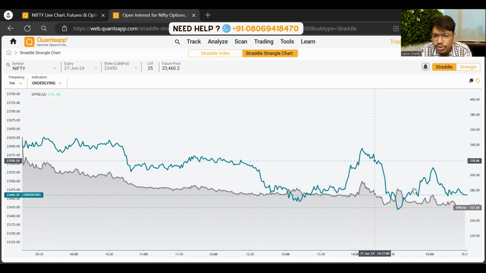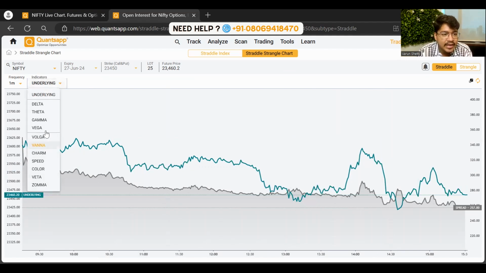Okay, the market was also range bound. It has given some moves, but majority of the times I would say that the market has closed between our expected range. Okay, you can add multiple Greek indicators as well. So there is data for delta, theta, gamma, and vega.